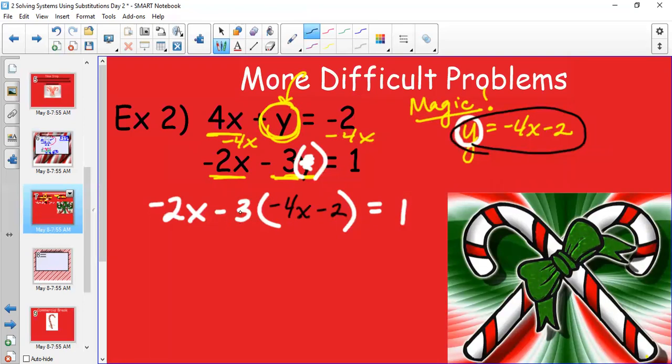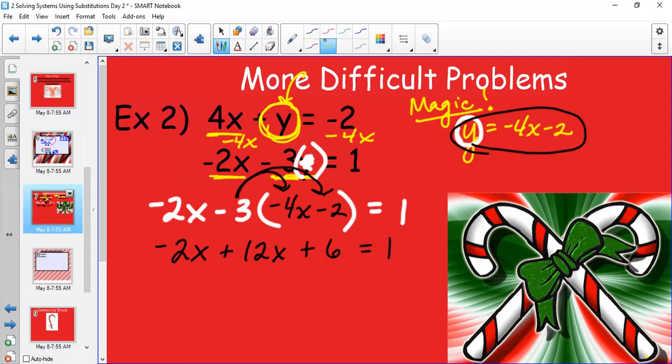I would have to distribute my -3. So I'd get -2x plus 12x. Negative times a negative is positive. -3 times -2 is positive 6, equals 1.